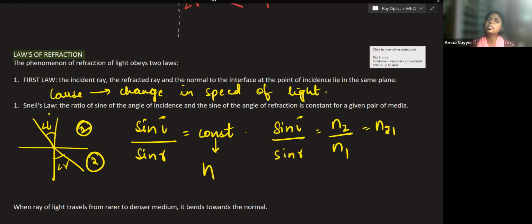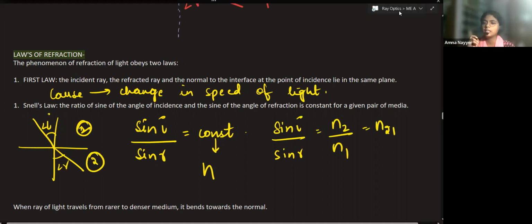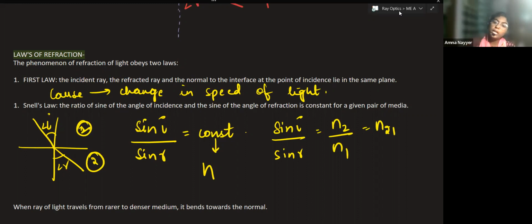Refractive index will be the same, exactly as you have studied. N2 by N1, N1 by N2, which is equal to N21, when it is equal to N12. All these things we have covered, so please revise refractive index, otherwise it will become very difficult to understand.